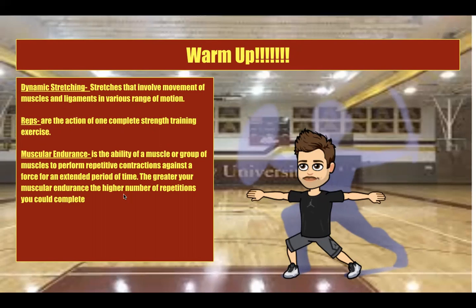And for the next word, we're going to be going over muscular endurance. Muscular endurance is the ability of a muscle group or muscles to perform repetitive contractions. So it's more like movements of lifting weights, making your muscle stronger against a force for an extended period of time. So you want to do 10 reps when you're flexing your muscle, lifting those dumbbells or weights or anything like that.